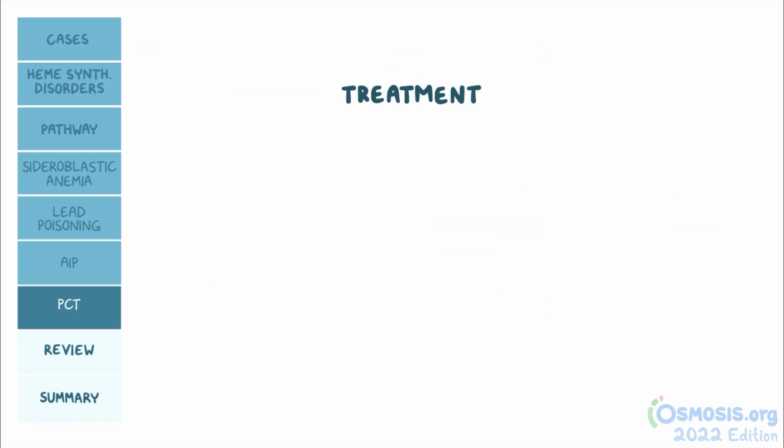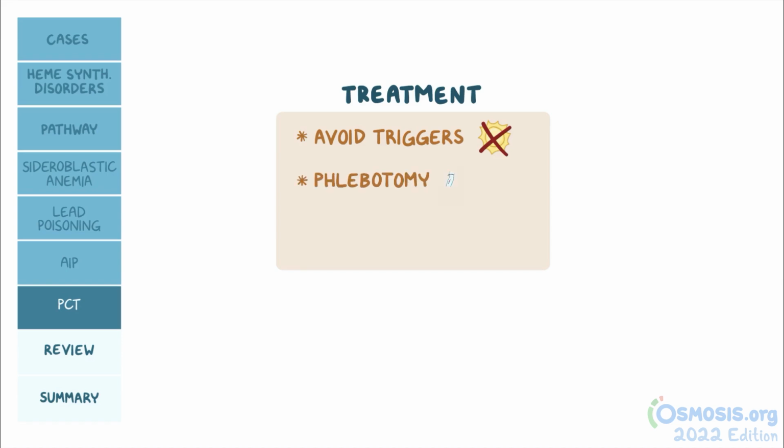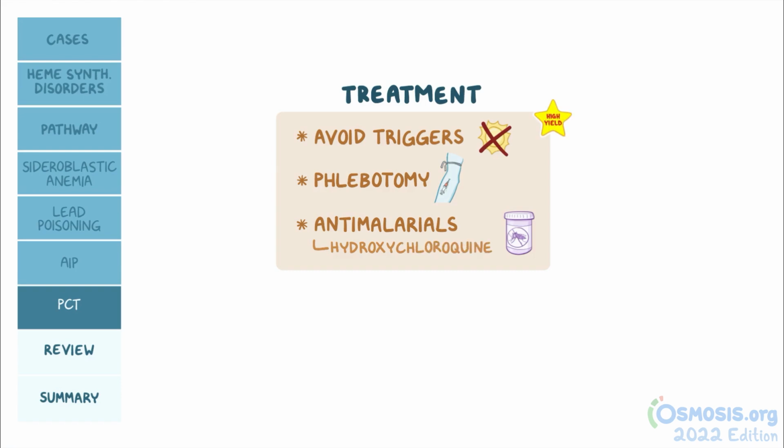Treatment of porphyria cutanea tarda includes avoiding triggers, such as sunlight exposure. Furthermore, individuals who have high levels of iron in the blood can be managed via phlebotomy. Finally, antimalarials such as hydroxychloroquine can be used to help remove the excess iron from the liver and promote its excretion into the urine. Alright, as a quick recap.